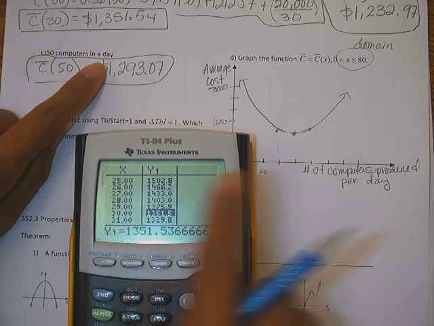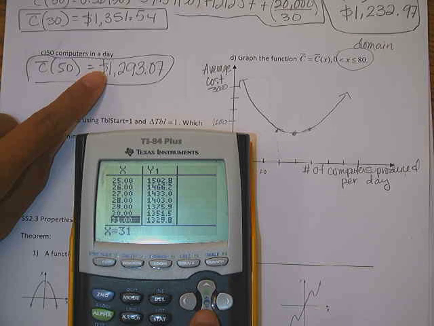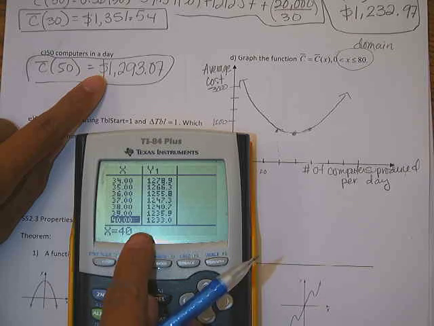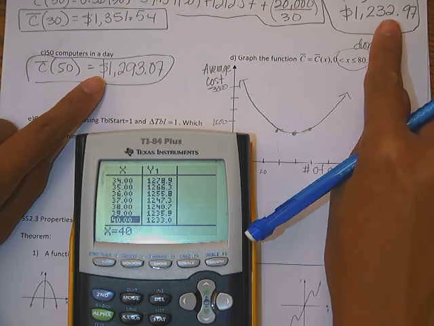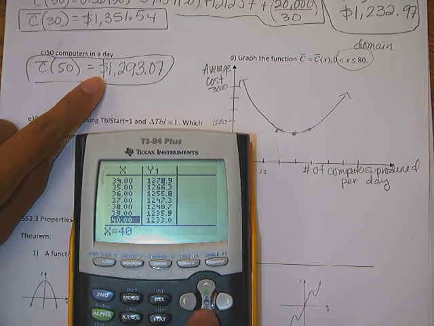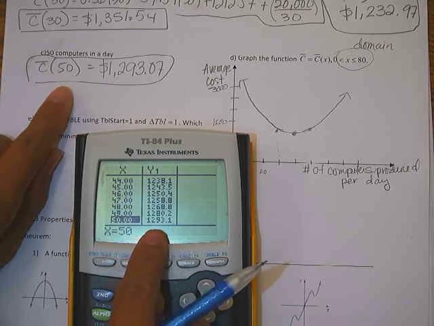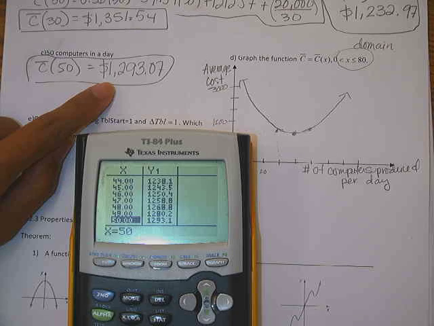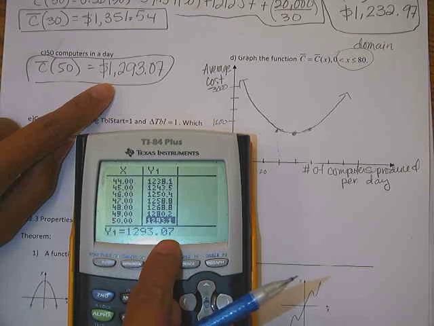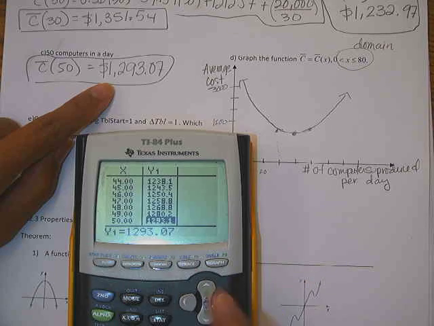Then we want 40 computers. Let's go over to 40. Okay. We got 1233, which is, again, rounded. Okay, 1233.07. So super close with rounding, because it looks like it's just rounding to 0.07. So if I clicked over, it looks perfectly right.